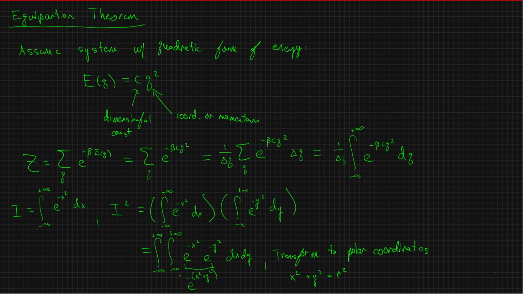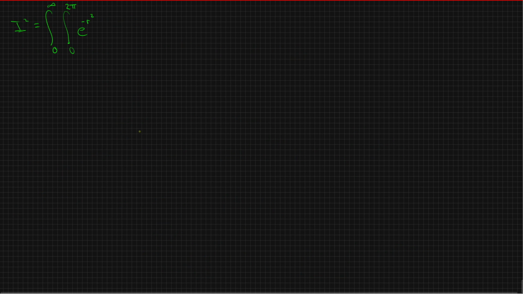So we're taking this integral right here. We're transforming to polar coordinates such that x squared plus y squared is equal to r squared. So this term right here just becomes e to the minus r squared. And then our measure, the dx dy differentials, what does that become for polar coordinates? Anybody?